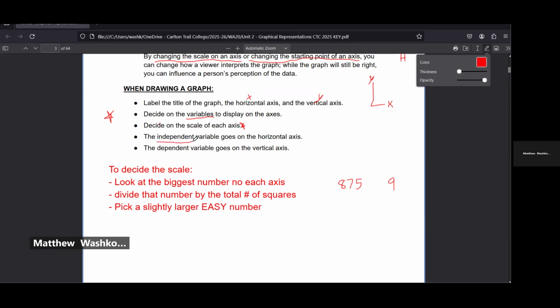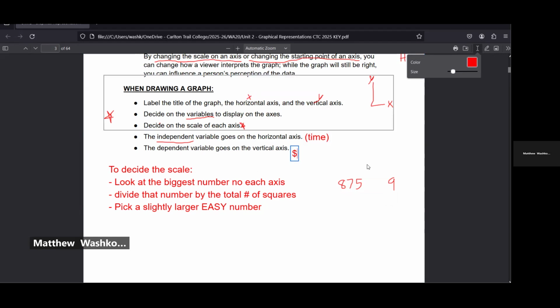The independent variable goes on the horizontal axis. It's almost always going to be time, right? If you don't remember what the independent variable is, what the dependent variable is, ask me or review your module 1.3 stuff. Your dependent variable, usually money, goes on the left side, or on the vertical axis, sorry.